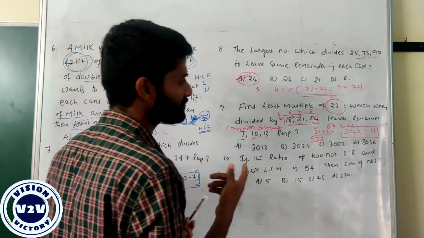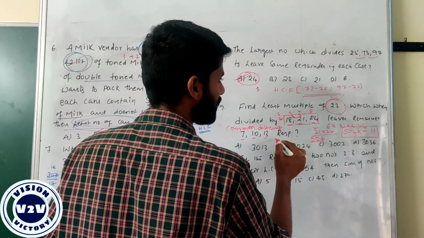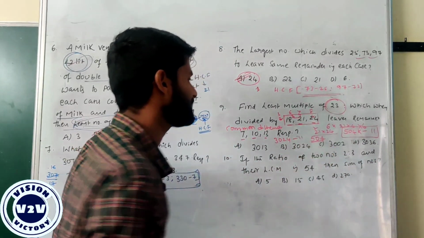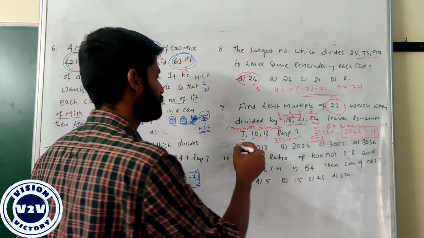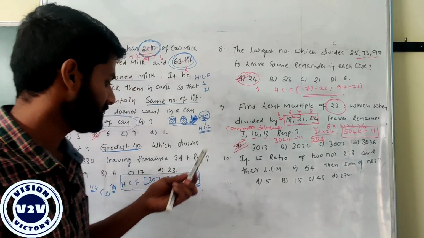So 504, which one is a multiple of 23? If you go with it, this is 6 times. 504 into 6, so the answer is 3024. And we can subtract 11. 3024 minus 11 is exactly 3013. So the option is 3013. Then next question.